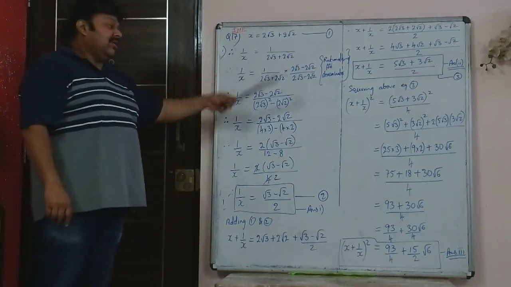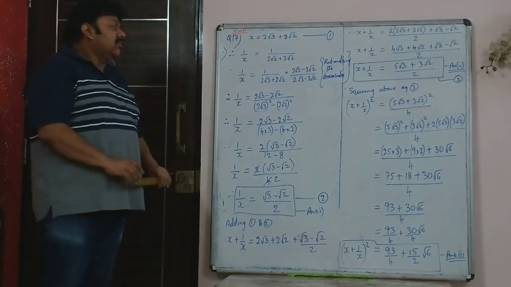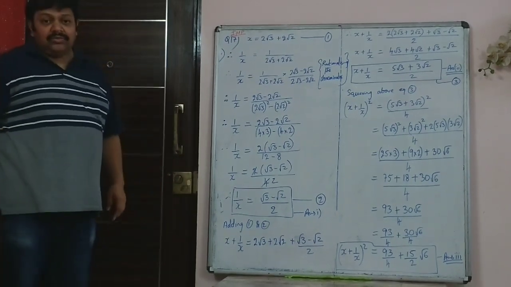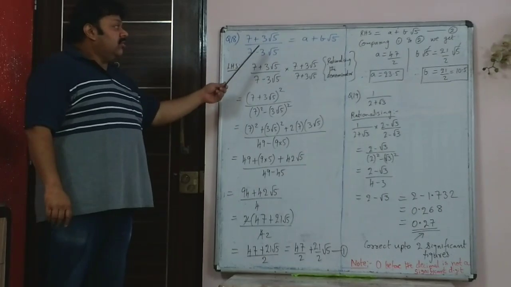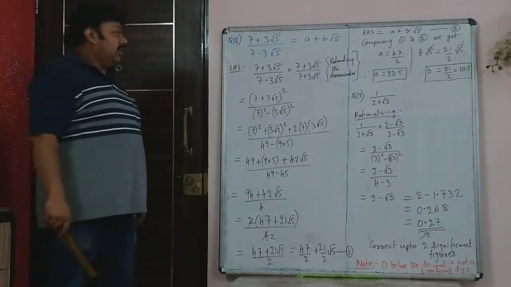Mark it important because this sort of sum, they generally don't ask very lengthy sums, but in your school exam they could definitely ask in your terms. So now the 18th question is similar to what we did before. Compare and write what is A and B.